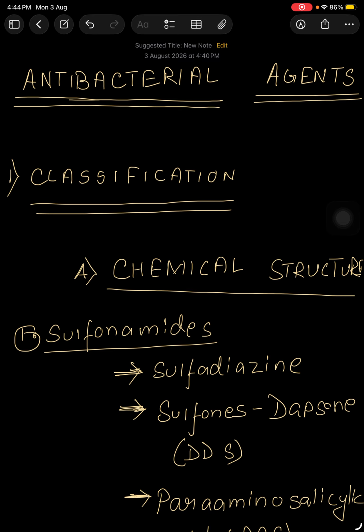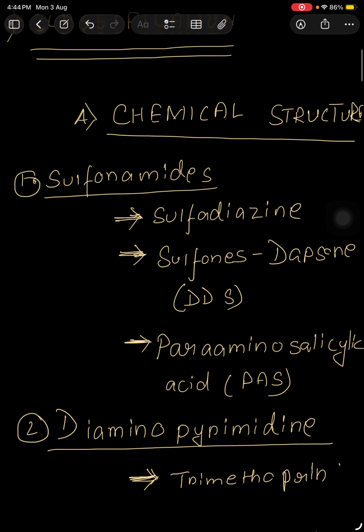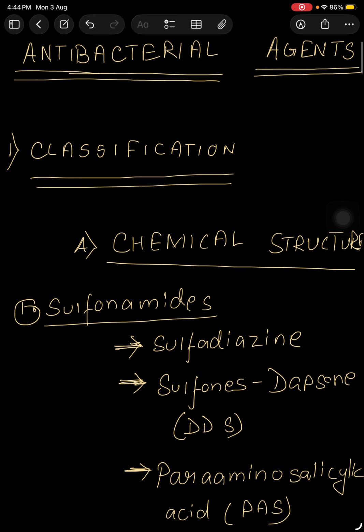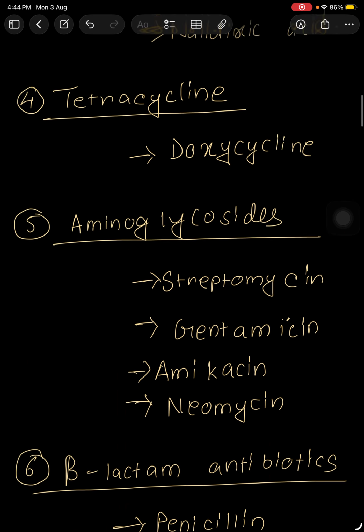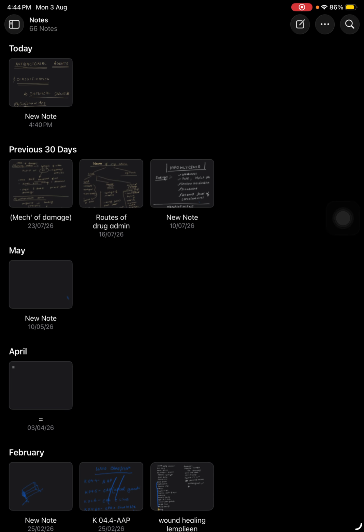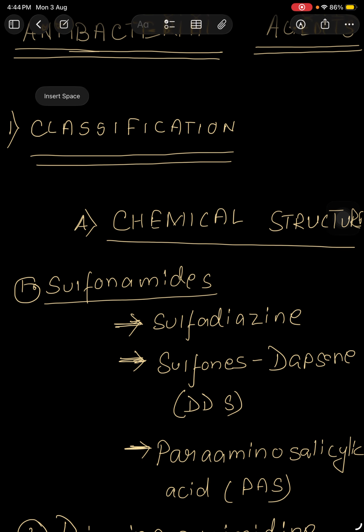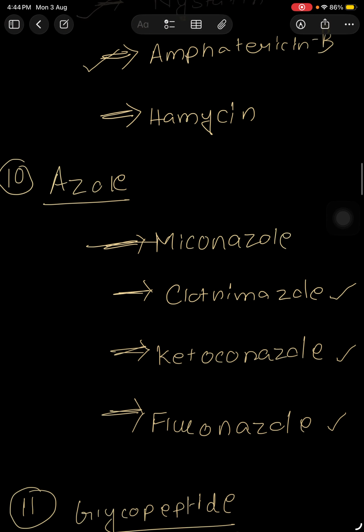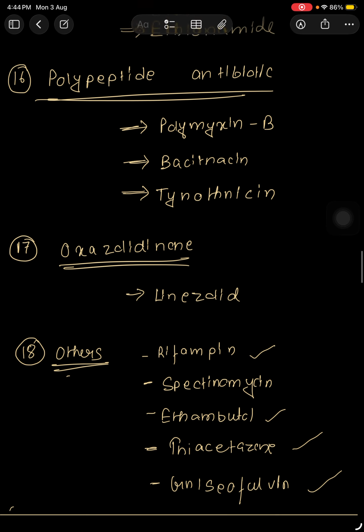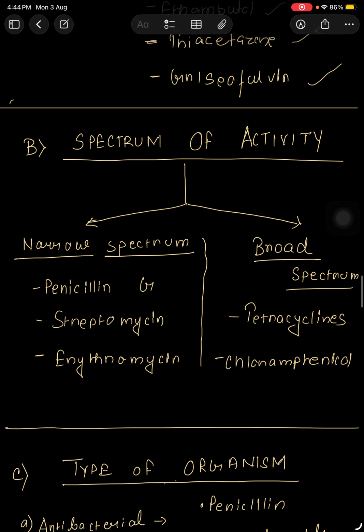Today's topic is classification of antibacterial agents. We will classify them on the basis of various aspects. Like first is chemical structure. Then we will classify them on the basis of whether they are primarily bacteriostatic or bactericidal. Then on the basis of spectrum of activity, that is narrow spectrum or broad spectrum.